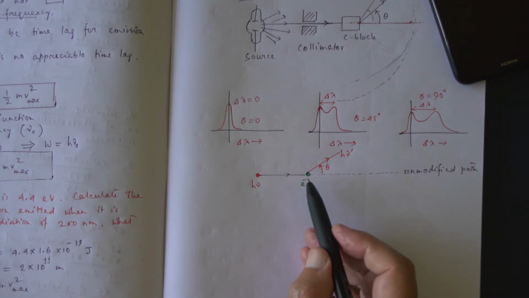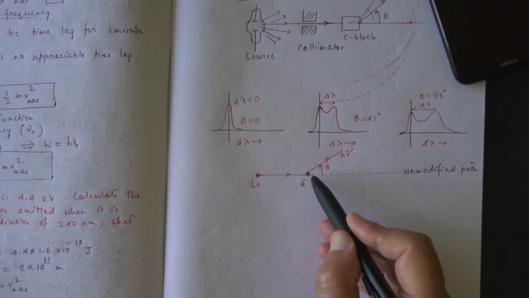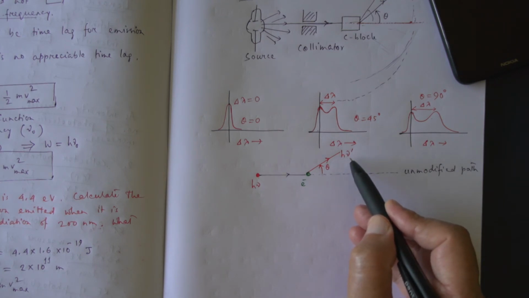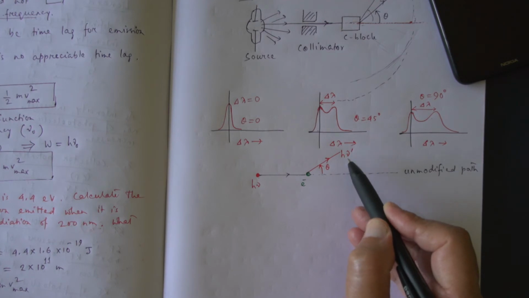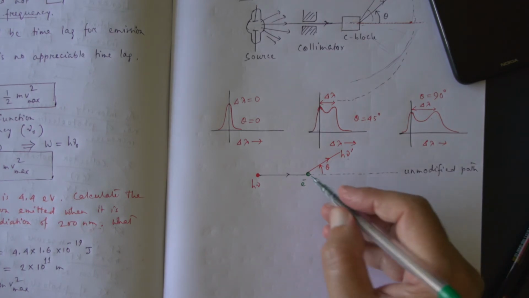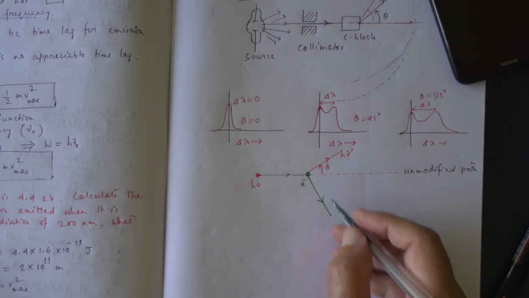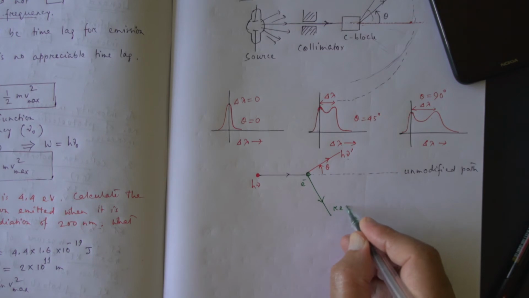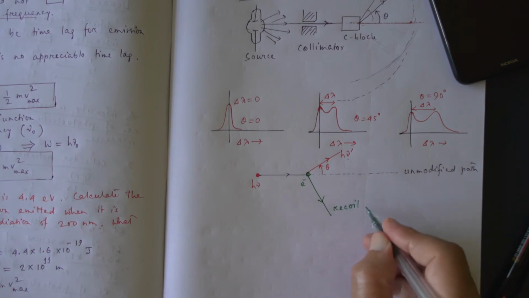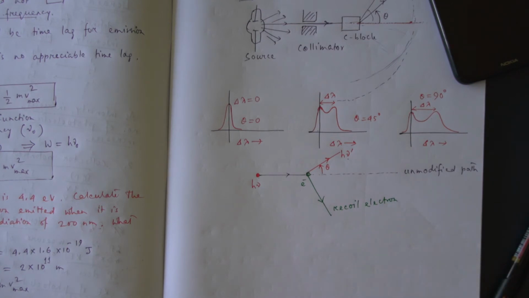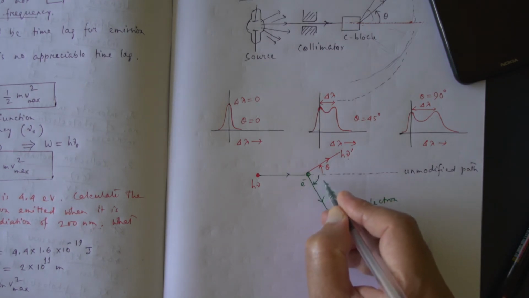After collision, the striker moves in this direction, and this is the energy of this scattered photon. Say the electron moves in this direction. This electron is also called a recoil electron. What is recoil? I will tell you later. And this angle is say phi.